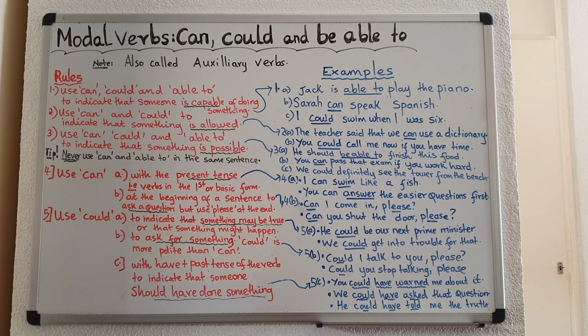Okay, let us move on to rule number 5. Use could to indicate that something may be true or that something might happen. So we also use could to indicate or to show or to explain that something may be true or that something might happen. Look at example 5a.